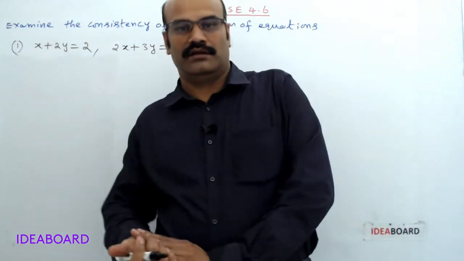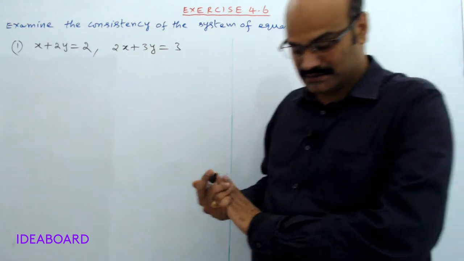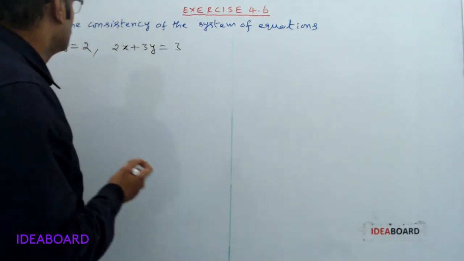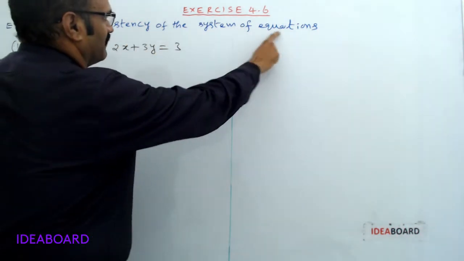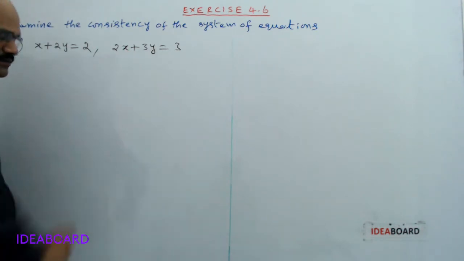Friends, today I am doing the problems from exercise 4.6. Examine the consistency of the system of equations x plus 2y equal to 2, 2x plus 3y equal to 3.